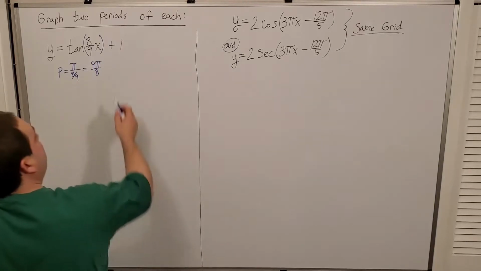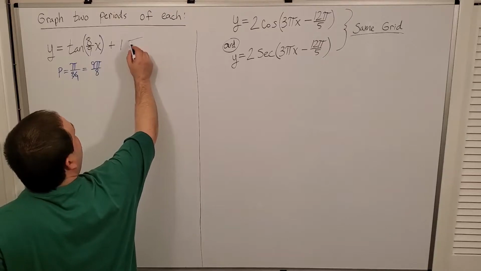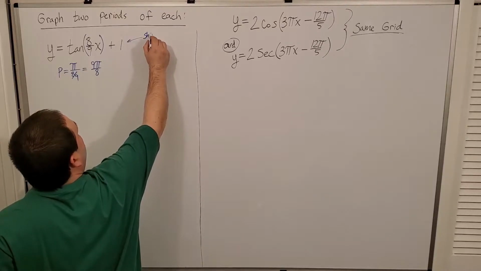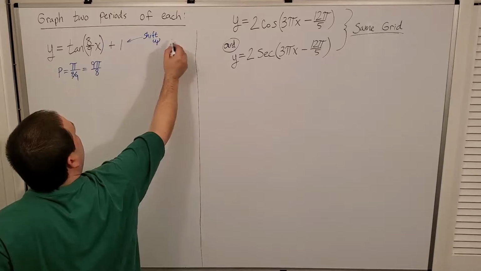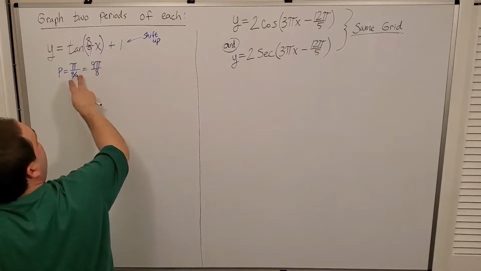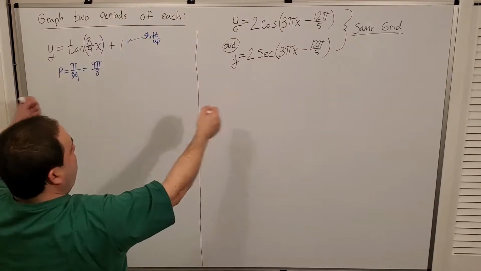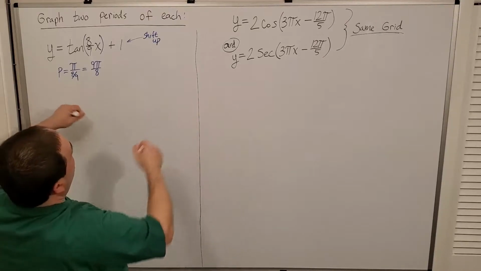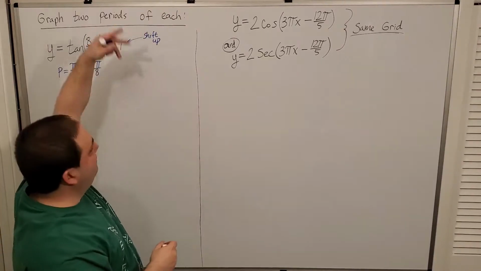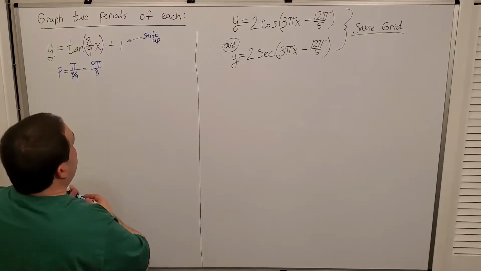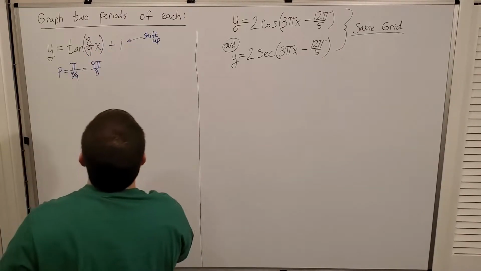And then also remember, the plus 1 is a shift up. Okay, so those two are unrelated. The period is going to stretch or compress it in the horizontal direction, and the plus 1 is going to shift it either up or down. In this case, up, because of the plus 1.